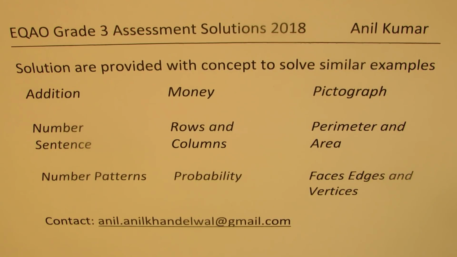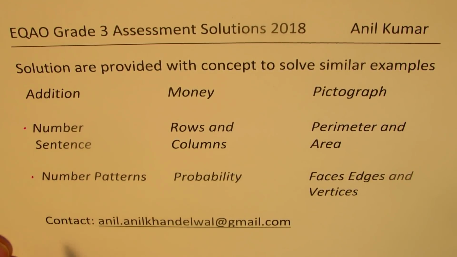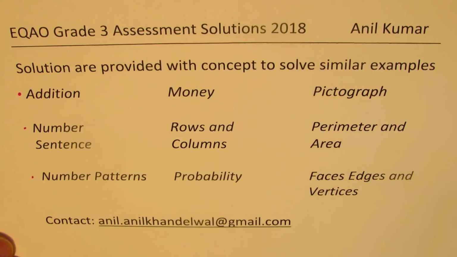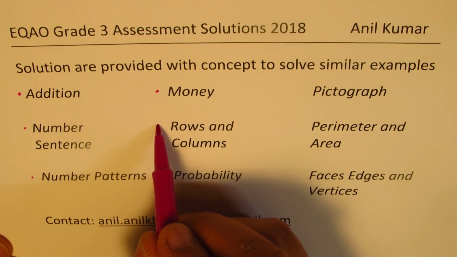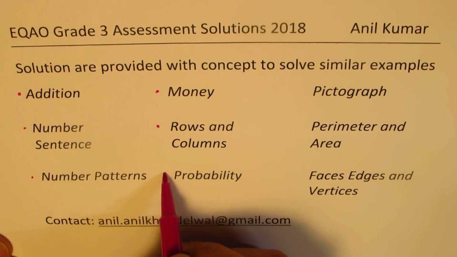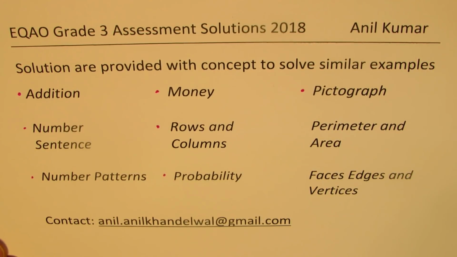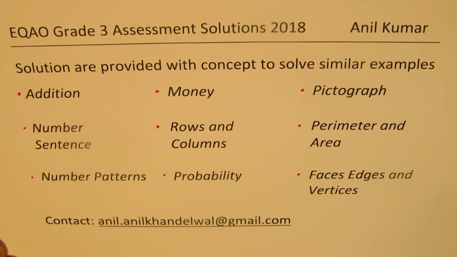Here is the one of 2018 for grade 3 students. Most of the questions in this test paper are related to number sentence, number patterns. We'll talk about addition whenever we'll deal with number sentence and patterns. And then we'll have examples with money, multiplication using rows and columns, probability, pictograph. We'll have also questions based on histogram, basically to read the graphs, area and perimeter, and then about the faces, edges and vertices of polygons.